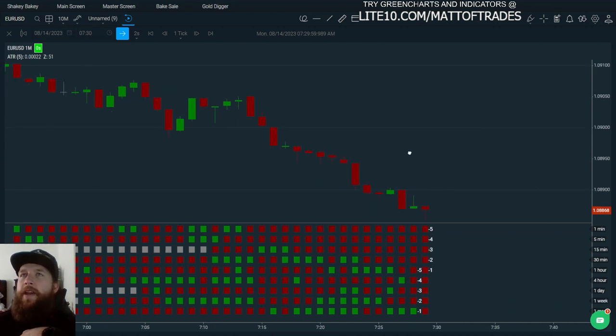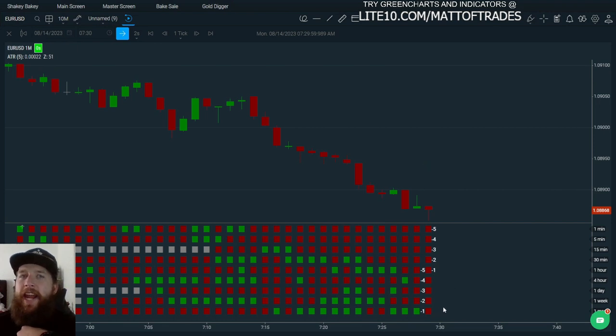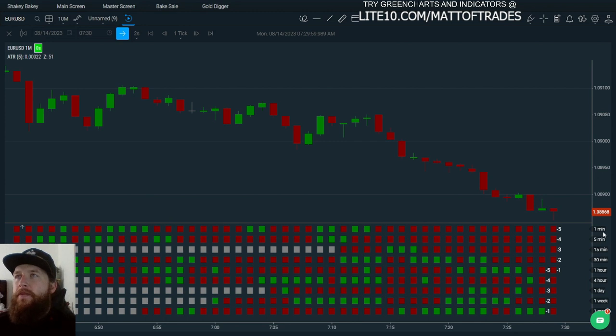Basically, what the Echo indicator is meant to do is show you general trends on different time frames without you having to go look at several different charts. You have 1 minute, 5, 15, 30, 1 hour, 4 hour, 1 day, 1 week, and 1 month. What this is telling you is the general trend or the general direction on that time frame. The current information is going to be the most recent box right here.